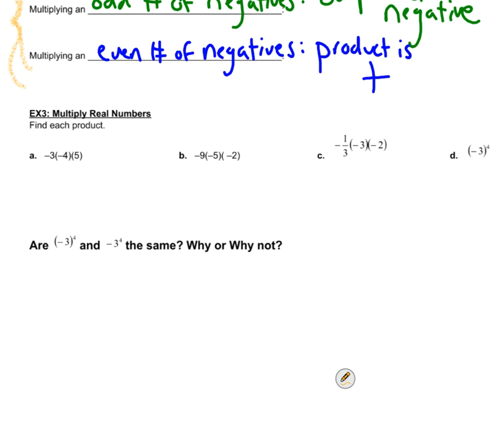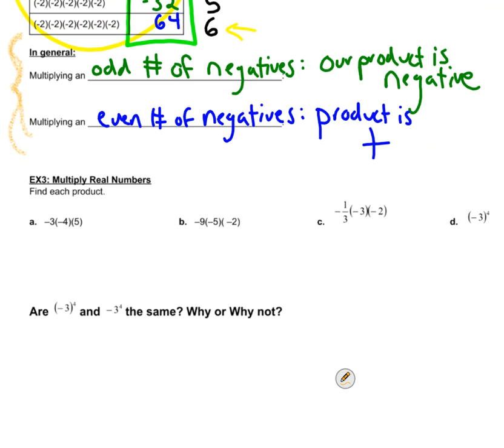Next up, let's put this to practice. Example number 3, multiply real numbers. It says to find each product. We know our rules: multiplying an odd number of negative numbers, we get a negative product. Multiplying an even number of negatives, we get a positive product. Try out A, B, and C. Once you've tried it out, please unpause this video and we will go over what we got. So, pause and go ahead.